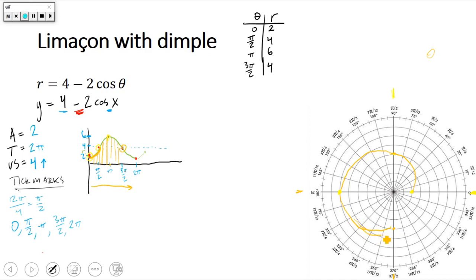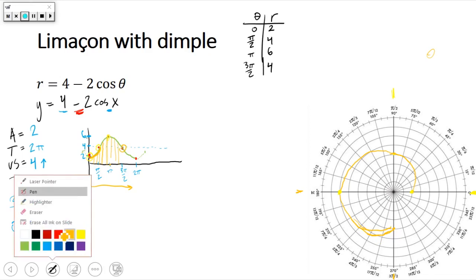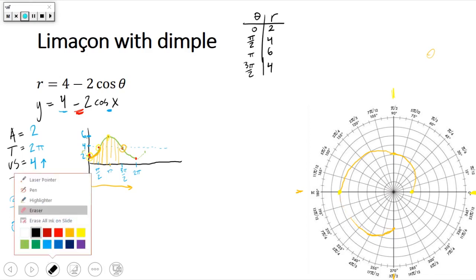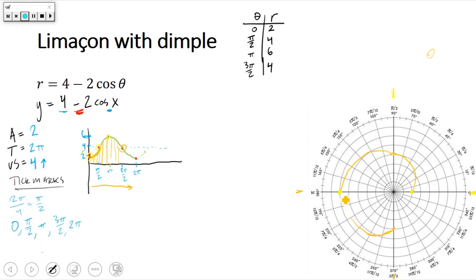Go a little wider than that, swoop in and get to that 4 there. So let me try to erase the screw up. Oh, that didn't work out so hot. Try it again. So it's gradually leaving. Yeah, something like that. And then, that point there, 3 pi over 2, was this point here.